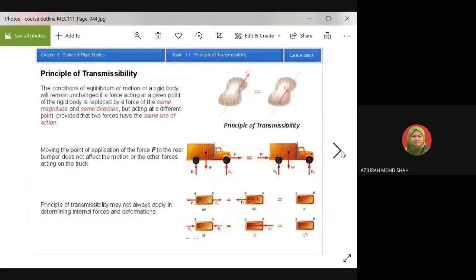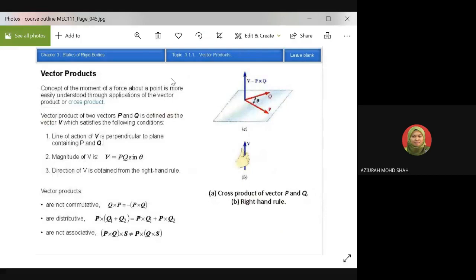Ni membaca sendirilah hampa. Tak ni dah cerita dah itu. Okay, baca sendiri. Alright, now we go to vector product.